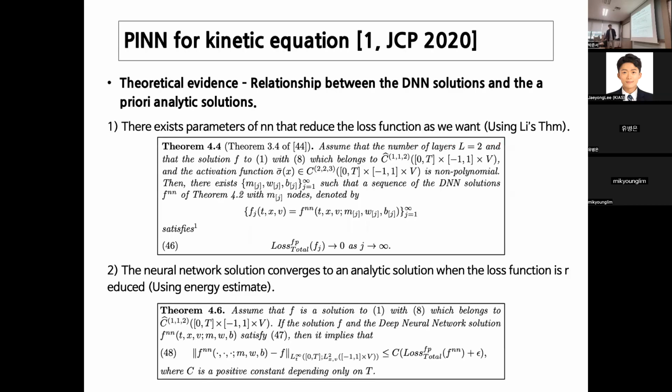Can I ask a quick question? Yes. So in your loss, do you use the discrete loss, or are you assuming the continuum loss that you find to be the complete?